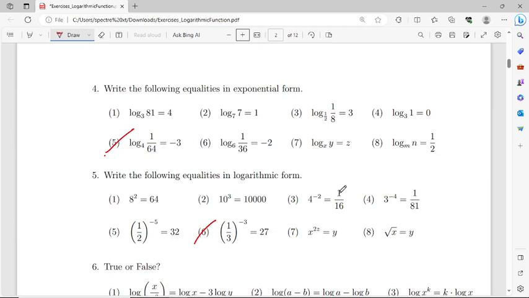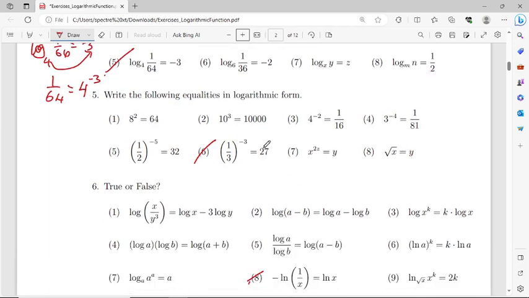Then, when you go to 4, you use the basic laws of logarithm and indices, which means that we are going to write it in exponential form. So the log of 1 over 64 base 4 is equal to negative 3. We said that these 3 can just be raised, so you get 1 over 64 is equal to 4 raised to negative 3. And that is the end.